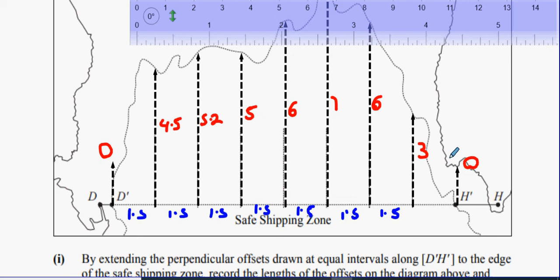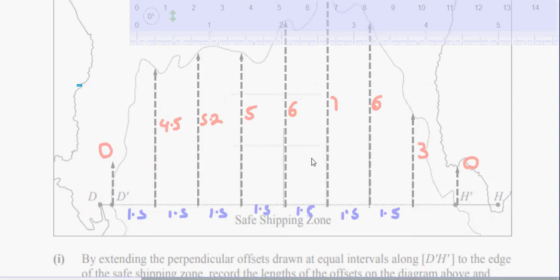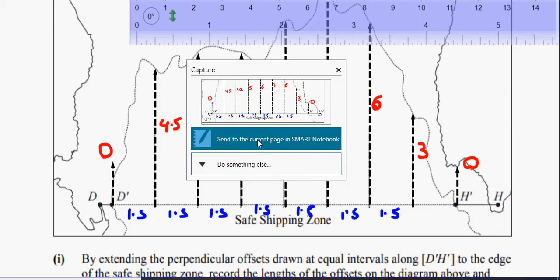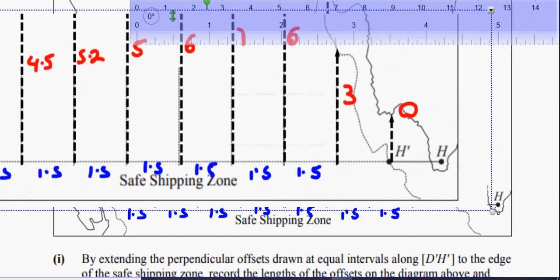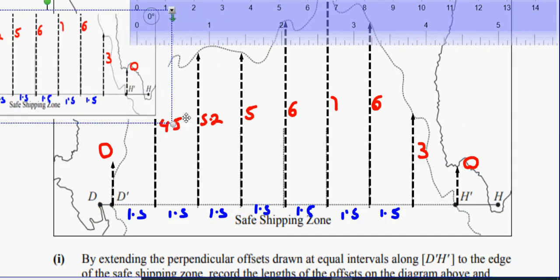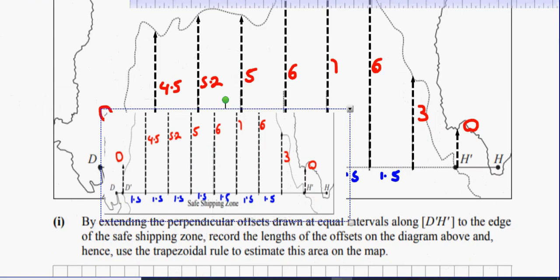See the two zeros there? Why are these zeros? They don't go vertically upwards. They have to go up at 90 degrees. Otherwise, they're considered zero, okay? So with all this information here, I have enough info to do my trapezoidal rule. And that's all I need going forward.